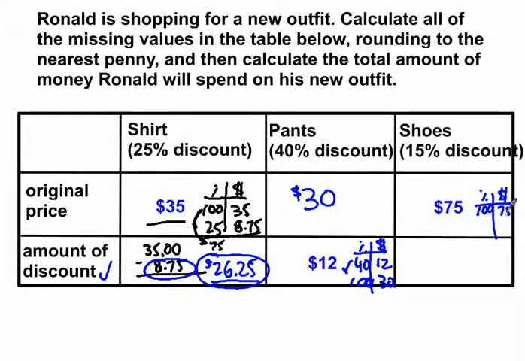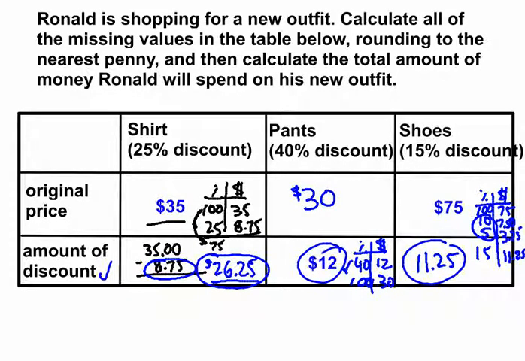100% discount is $75. 10% discount is $7.50. And to get to 15%, I'm going to add 10% and 5%. So 7.5 divided by 2 is $3.75. So 15% is going to be 10% plus 5%, or $7.50 plus $3.75, and that's $11.25. So in this problem, he has a discount of $11.25.